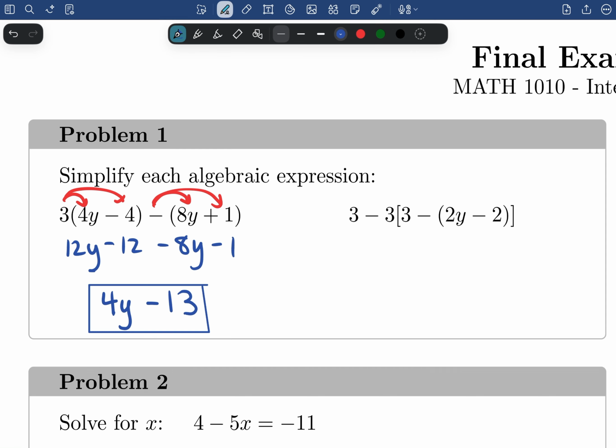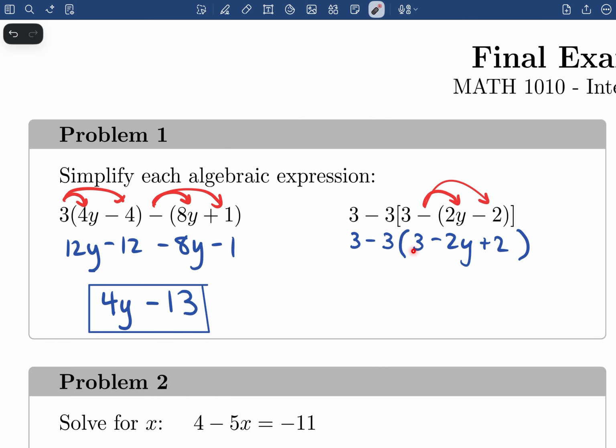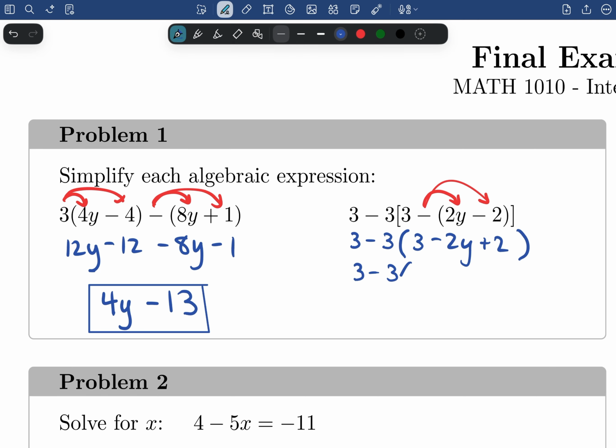So looking at it, I'm going to address this little by little. First, I'm going to distribute this minus sign into both of these terms. It flips the signs, right? So I write 3 minus 3 times 3 minus 2y plus 2. And that's now what I have. Now I see these constants, and I can combine them together. 3 plus 2 is 5. So I can rewrite this as 3 minus 3 times 5 minus 2y. At this point, that's when I would distribute this 3 into both of these terms. And I now have 3 minus 15 minus, well, plus 6y.